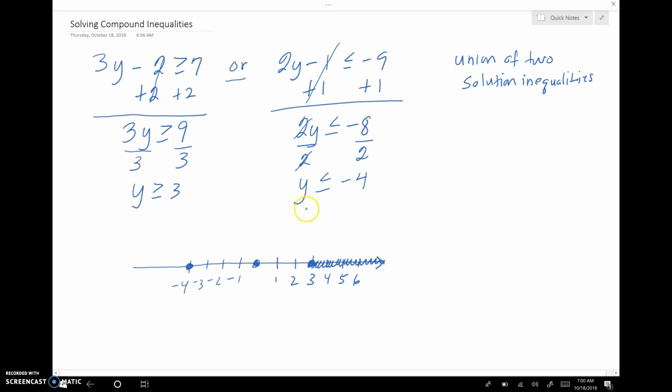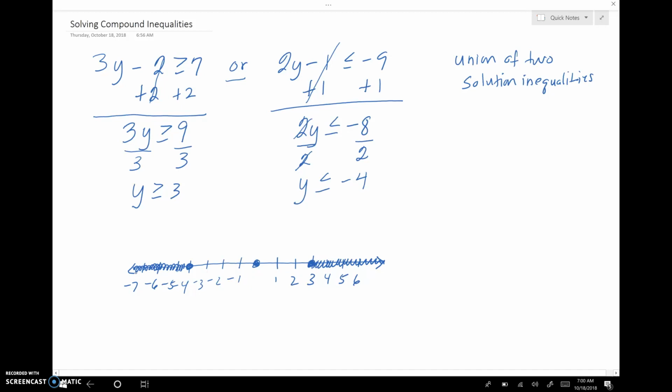The other inequality indicates y is less than or equal to negative 4. So we have numbers like negative 5, negative 6, negative 7 as less than negative 4. And we're going to go ahead and shade to the left of negative 4, and we indicate it with an arrow.